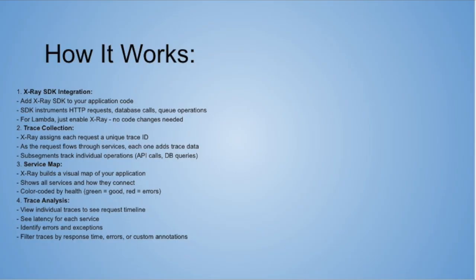Second, trace collection. X-Ray assigns each request a unique trace ID, and as the request flows through services, each one adds trace data. Subsegments track individual operations like API calls or DB queries. And then the service map. X-Ray builds a visual map of your application and shows you all the services and how they connect. It's color-coded by health.